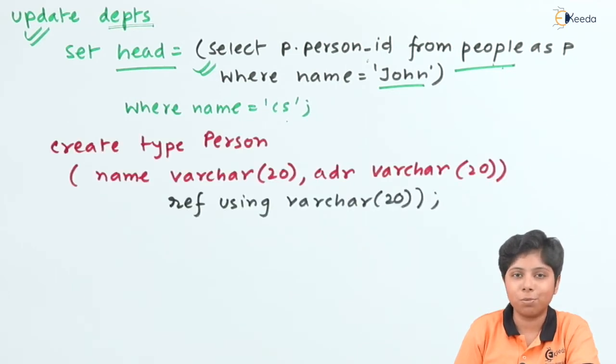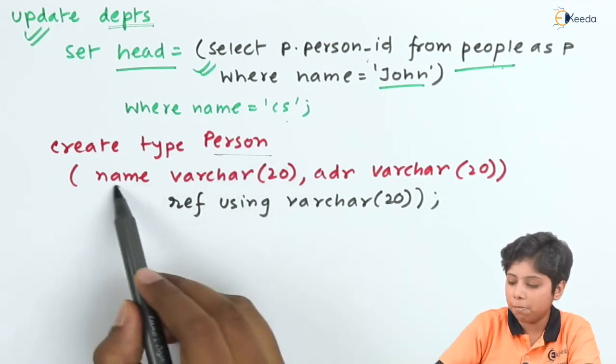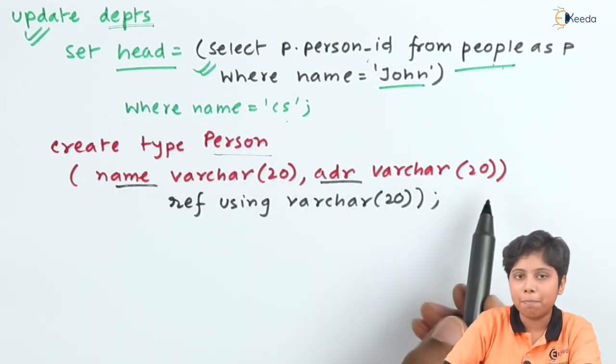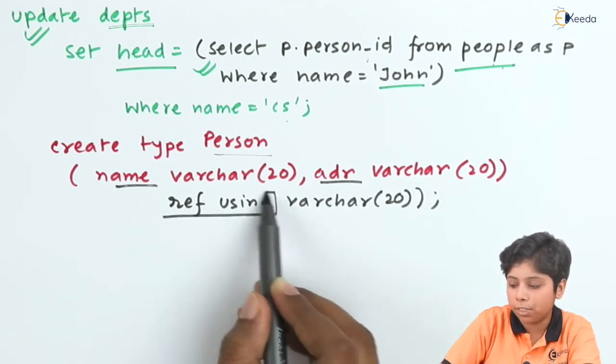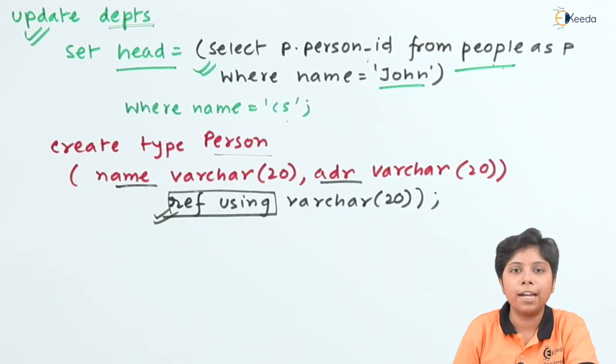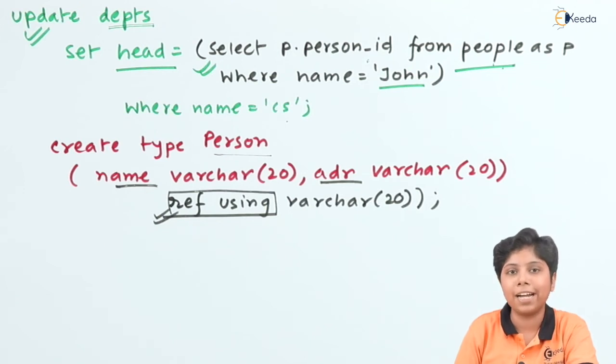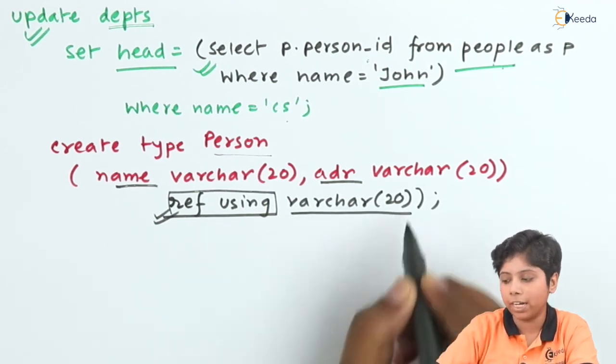Now let us look at this one. I have created the type person now with the same name and address varchar, but now I am using the ref using keyword to specify that I will use a data type object attribute name to refer to this person data type object, and that will be of data type varchar 20.